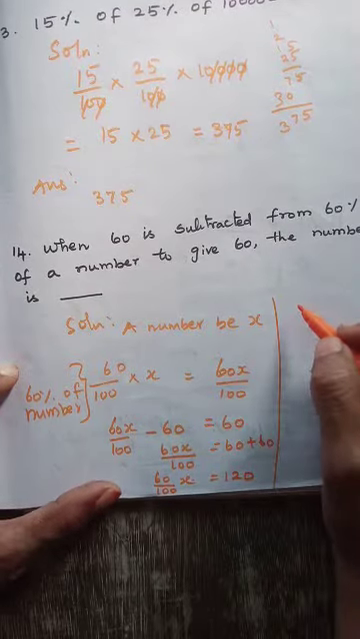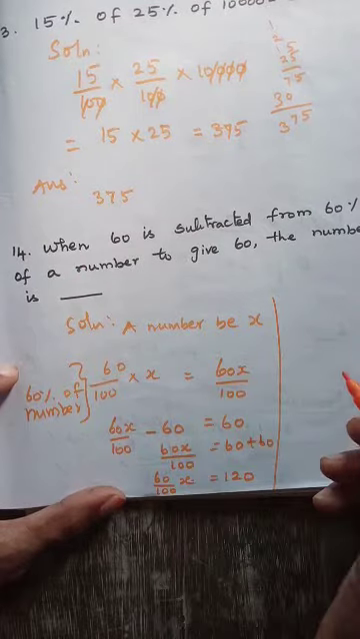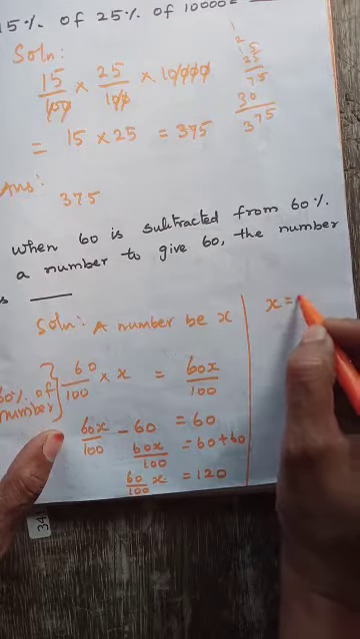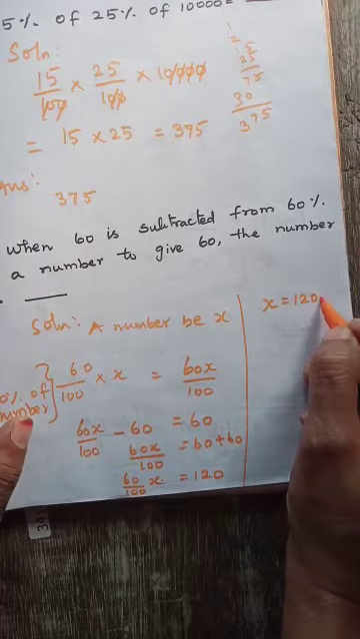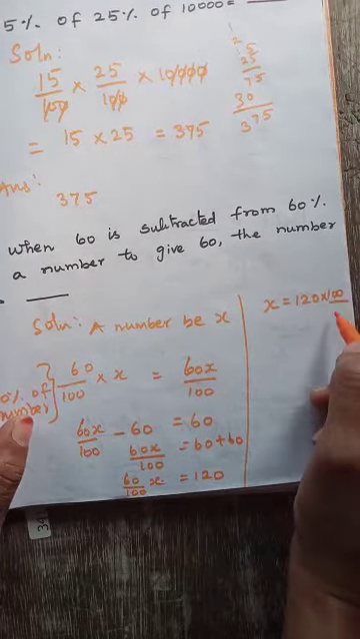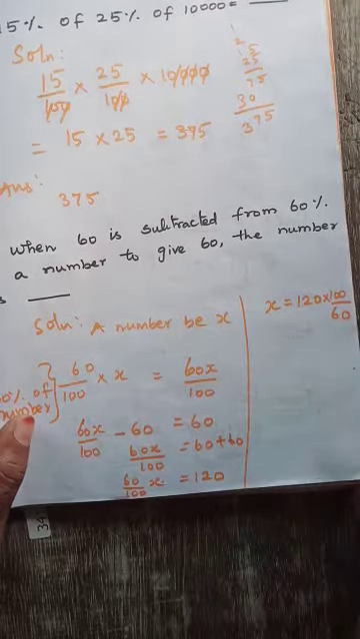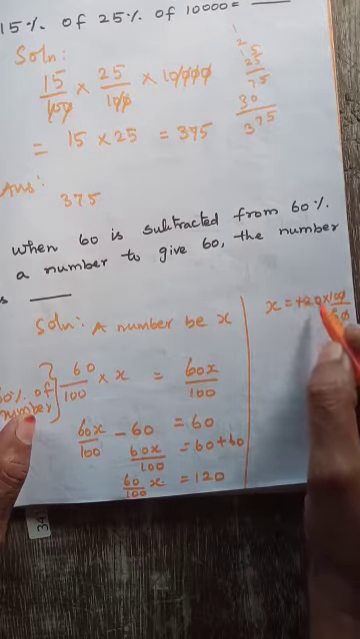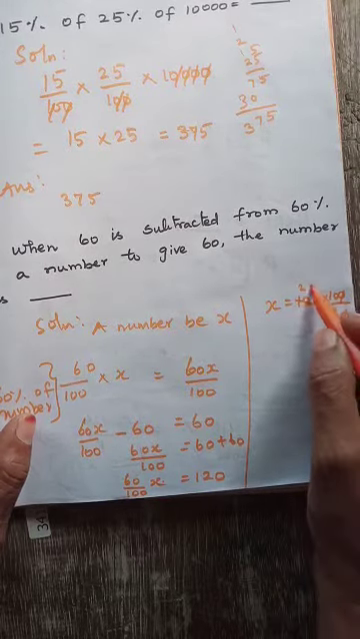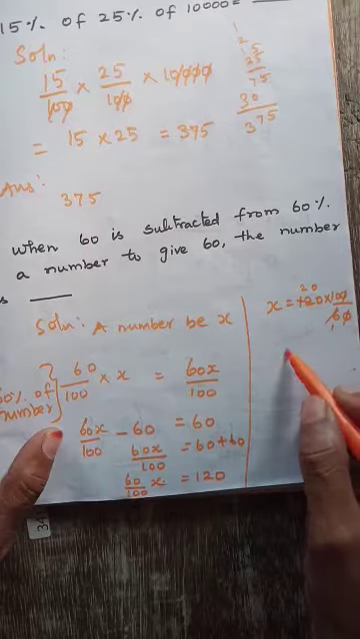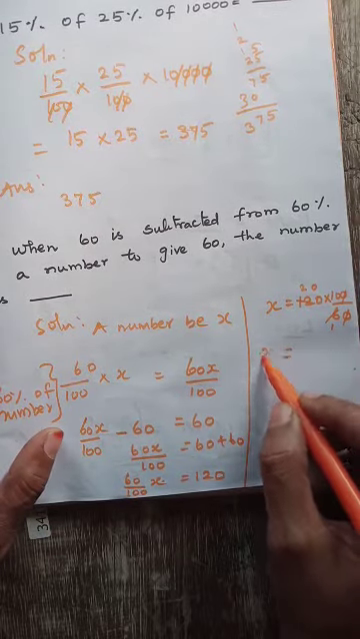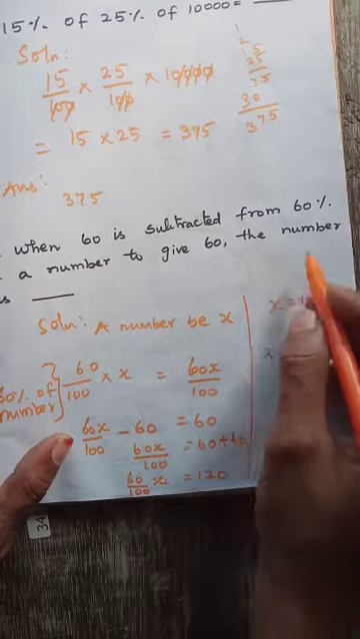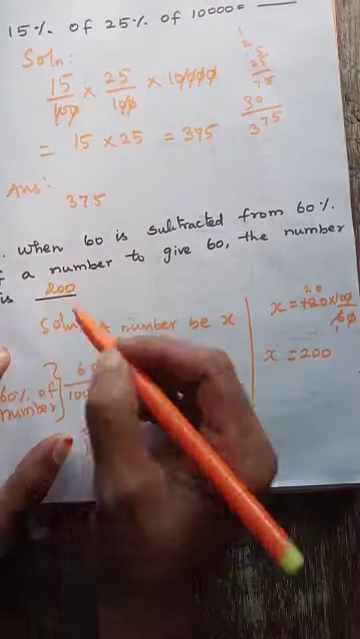Now you have to bring the 60 by 100 that side, means it will come to the reciprocal. So x is equal to 120 into 100 by 60. Okay. Now you cancel. 6 1s are 6, 6 2s are 12 and 1 0. Okay. So x is equal to 200. So you have to find the number is 200.